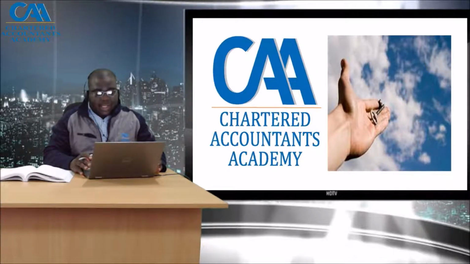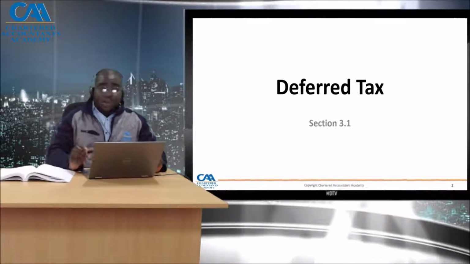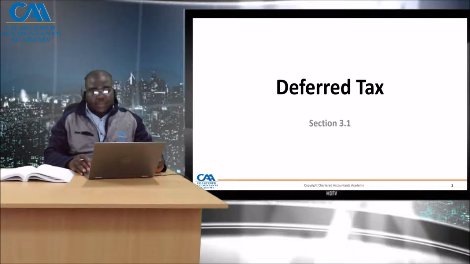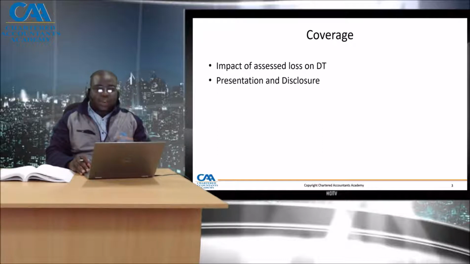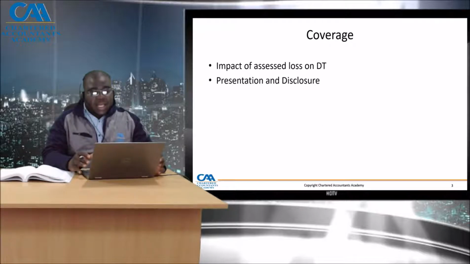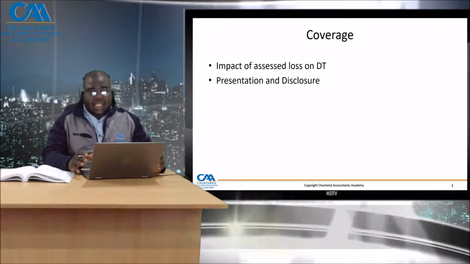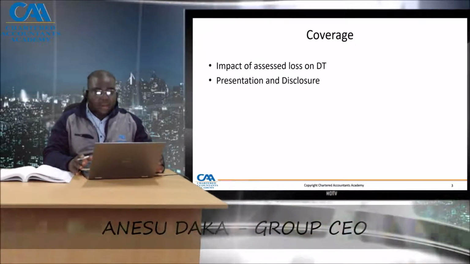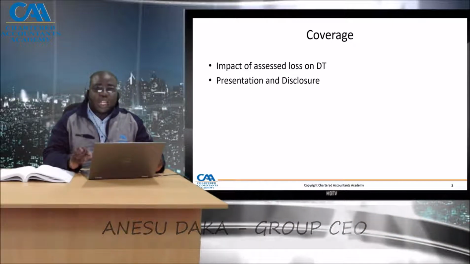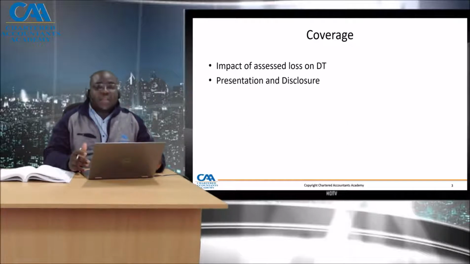Last section or part on deferred tax. We are looking at part 3.1. We are talking about the impact of assessed losses on deferred tax, and lastly the precedent disclosures. These sections are very critical. Assessed losses are highly tested, but they are also a little bit complex.